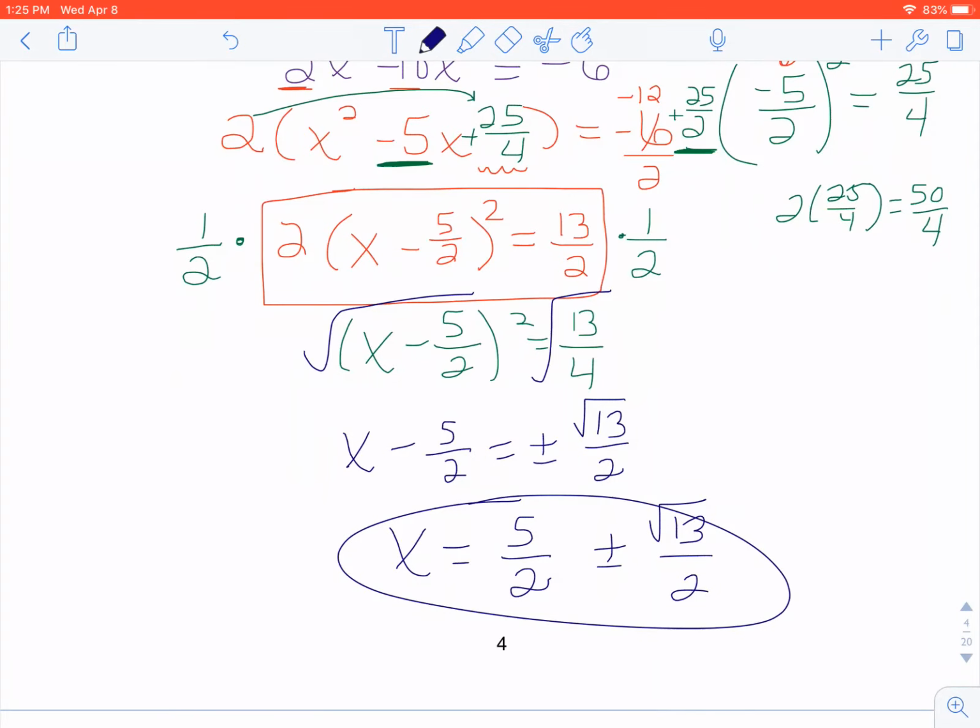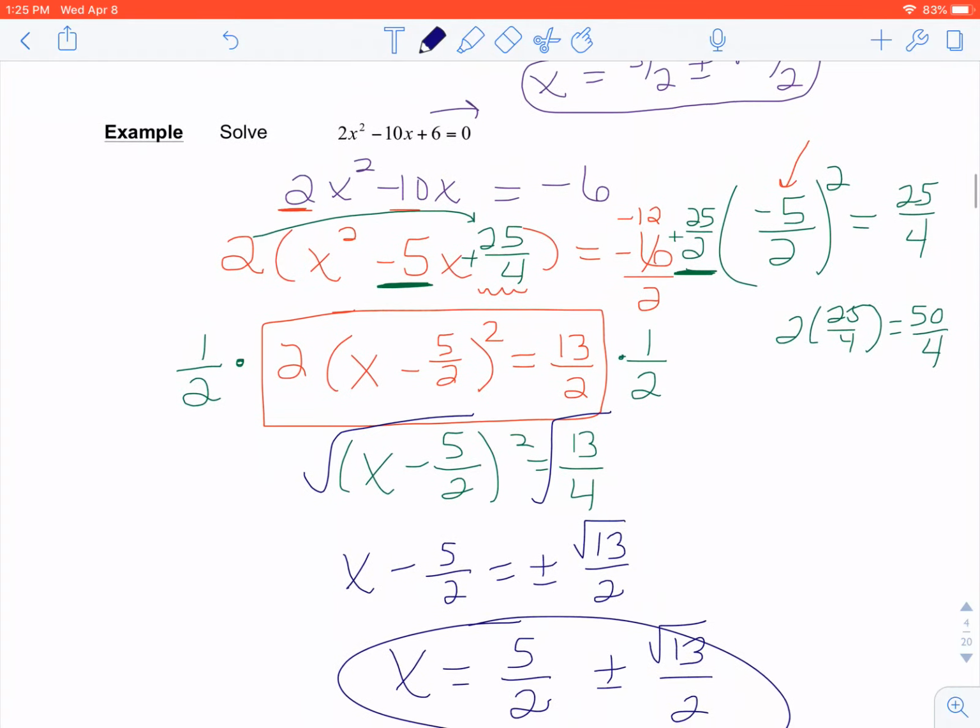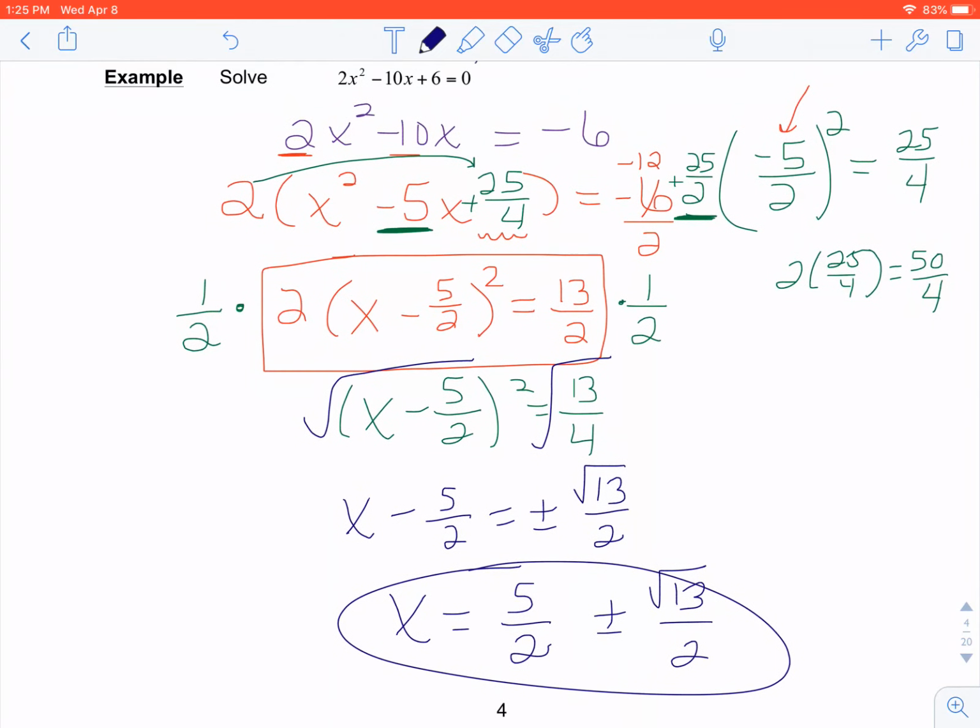So again, we could have used the quadratic formula, but completing the square is definitely an option to use to solve for quadratics. Our goal throughout the chapter is going to be completing the square to get it in this special form where we have that trinomial perfect square. So that's all the notes that I have today.